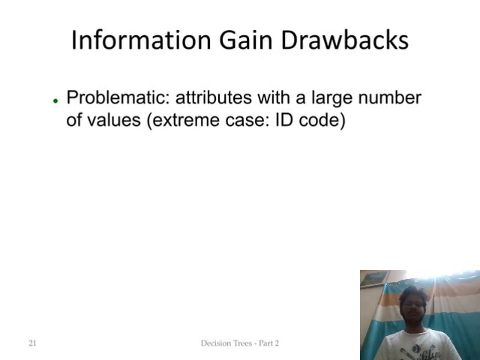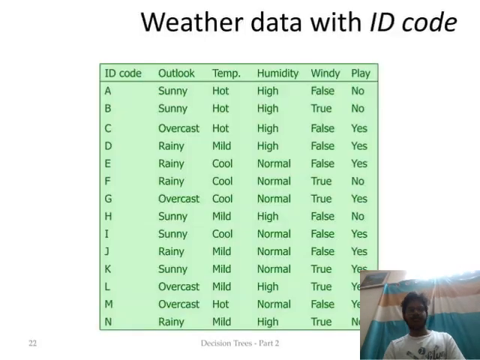And there are some drawbacks of information gain. When the attributes have a very large number of values, then it is very hard to gain the information. And this is the only drawback we have.